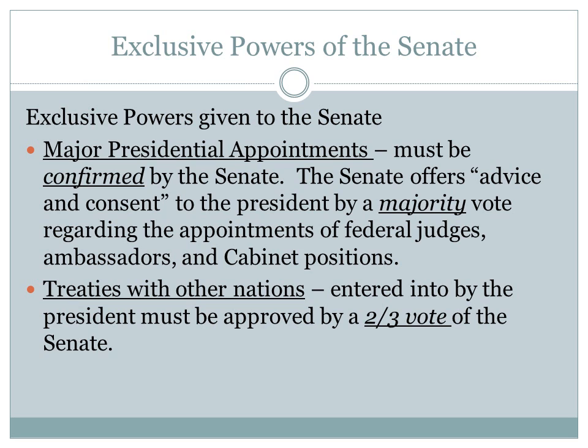Now looking at the Senate, exclusive powers given just to the Senate, and again, this is review hopefully. Major presidential appointments must be confirmed by the Senate. The Senate offers advice and consent, that's how it's stated in the Constitution, to the President by a majority vote regarding the appointment of federal judges, ambassadors, and cabinet-level positions. So all those appointments the President makes for cabinet levels, judges, ambassadors, all must be approved with a majority vote.